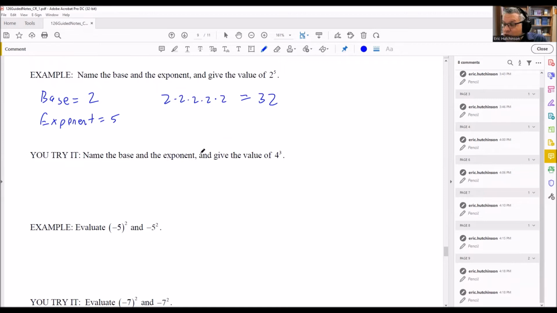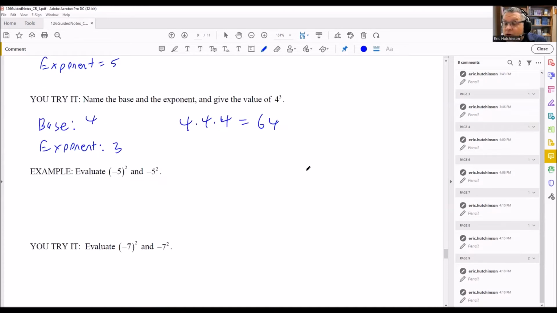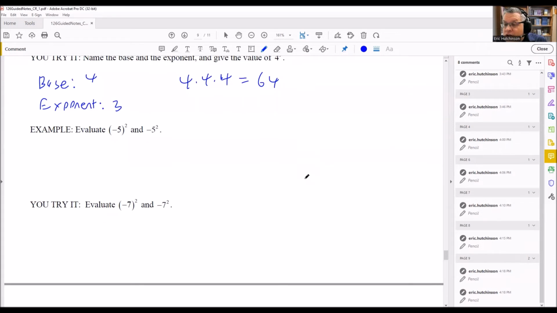Let's do the same thing for this one down below. The base would be 4 and the exponent would be 3. You're multiplying 4 3 times. 4 times 4 is 16. 16 times 4 is 64. So 4 to the 3rd power would be 64. Now, a couple more down here, we want to evaluate these.